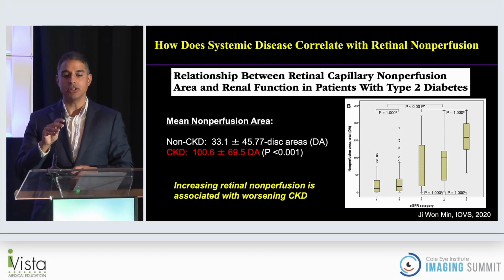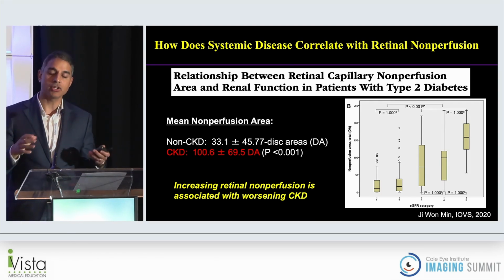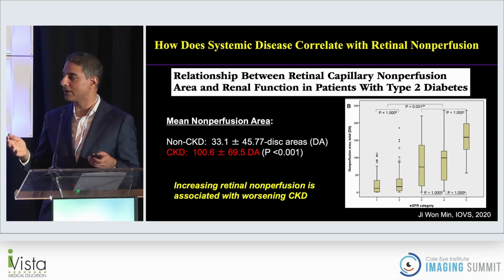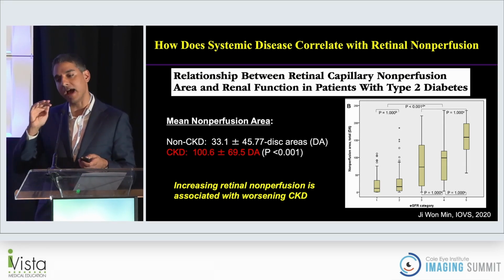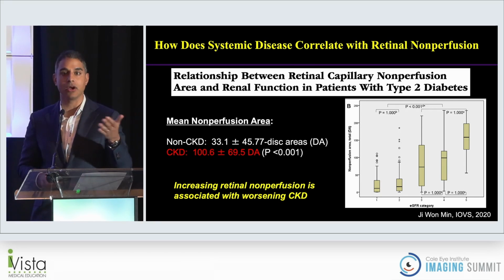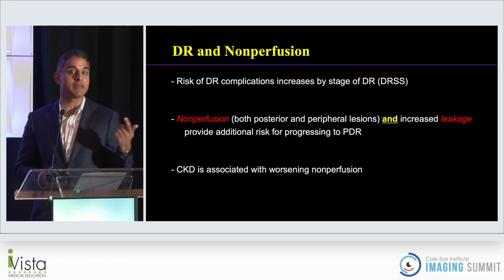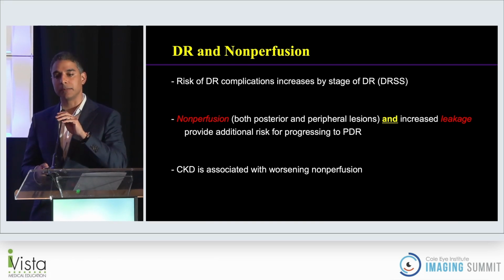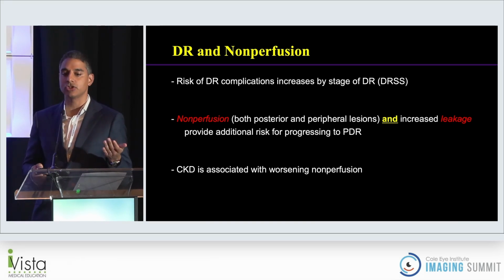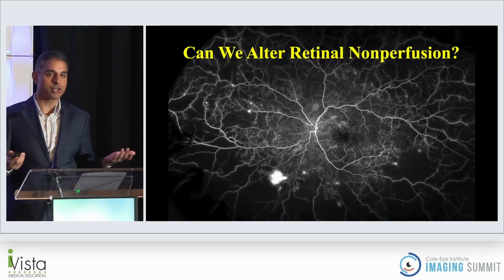And what about systemic disease? Well, if you look at patients who have chronic kidney disease versus those who have normal kidney functioning, we see that increasing retinal non-perfusion is associated with worsening chronic kidney disease. So especially for those who have access to EPIC and patient medical records, it's so critical to look. I always try to document where their eGFR is when I'm seeing patients with high-risk severe NPDR or PDR. So what we know so far: risk of DR complications increases by stage of DR, that's very obvious. Non-perfusion, both posterior and peripheral, as well as increased leakage, provide additional risk for progressing to PDR, and CKD is associated with worsening non-perfusion.